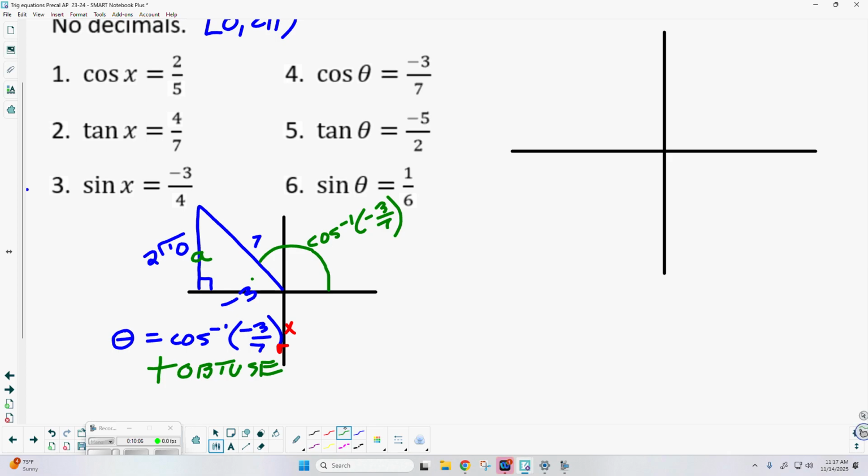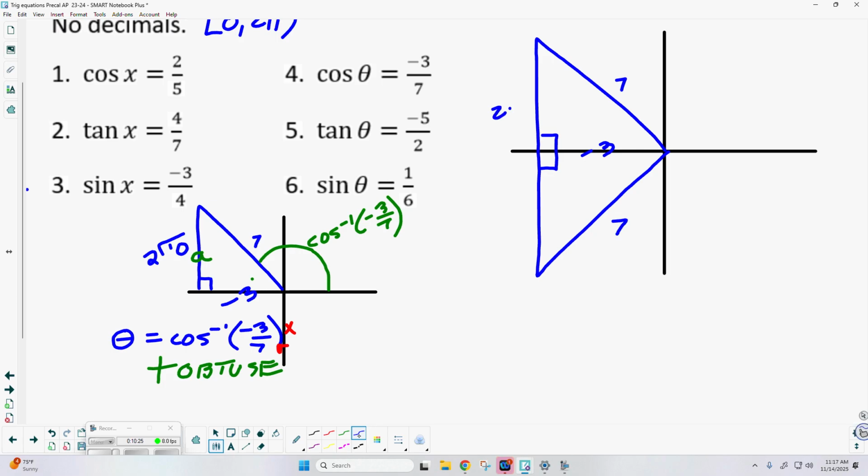Now, all students take calculus. Where is cosine negative? Okay, 3. So I'm going to draw two triangles right here. In fact, it's the same triangles that we have. Common leg is -3, hypotenuse of 7. This is a 2 root 10. This is a -2 root 10.